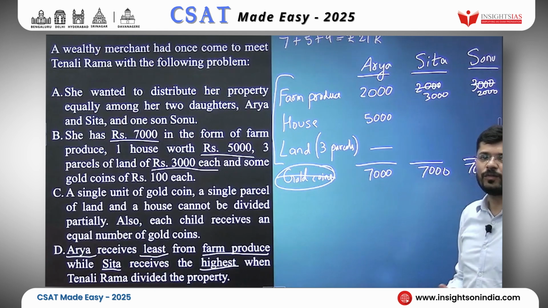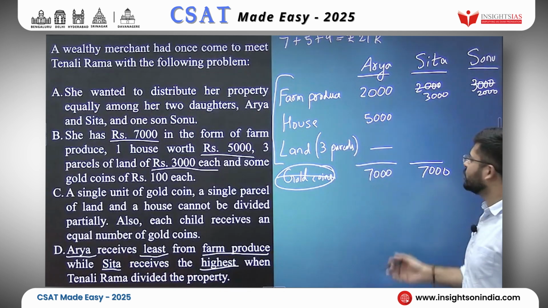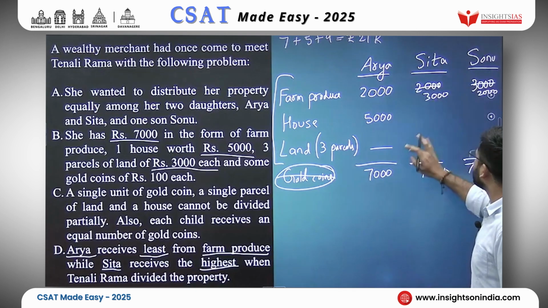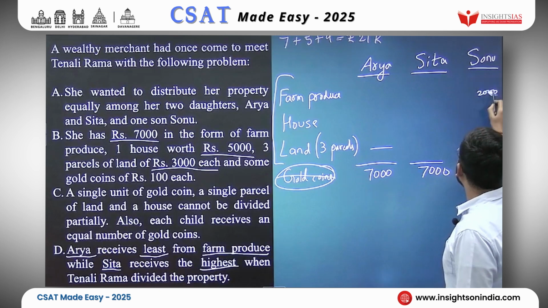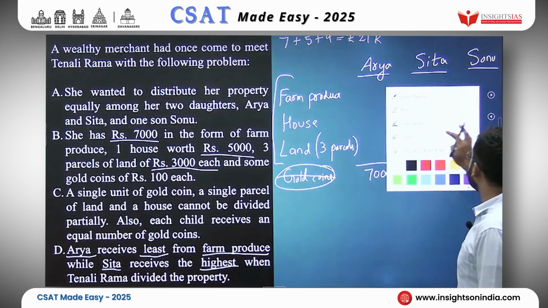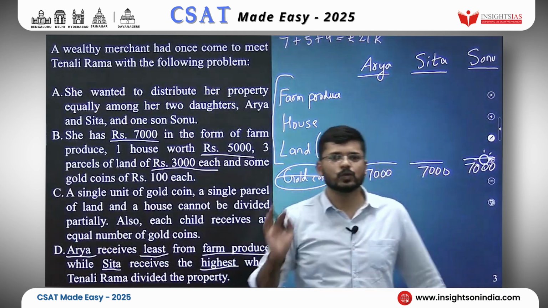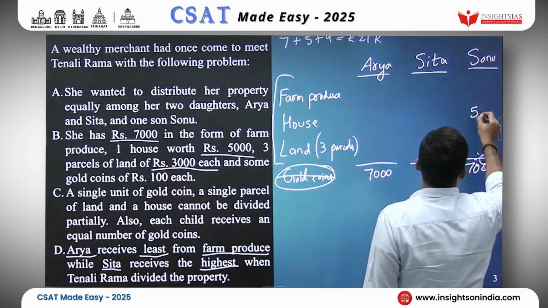What is not working out for us? Giving the house to Arya is not working out well for us. So we'll give the house to someone else. Who will we give the house to? We will give the house to Sonu now, not Sita. Why not Sita? Because she is getting the most out of farm produce anyway. So we will try Sonu now. We will give the house of worth 5,000 to Sonu.